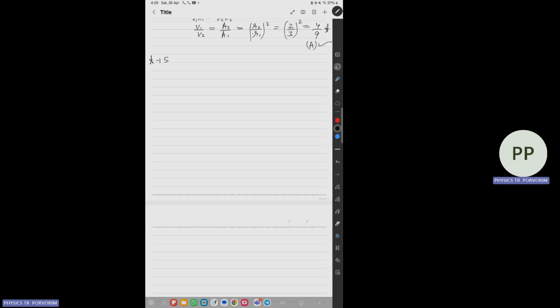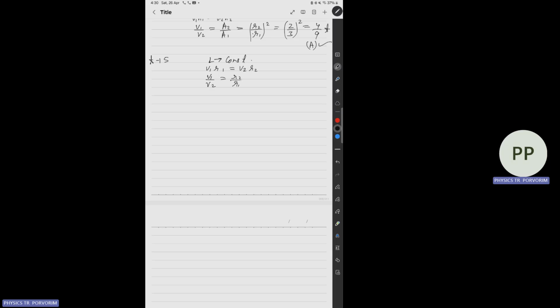Two artificial satellites of mass m1, m2 are moving with velocity v1, v2 in orbits of radius r1, r2. For r1 greater than r2, which of the following is true? Two satellites are revolving in orbit, so the angular momentum is constant. So we can say v1 r1 will be equal to v2 r2. Now v1 by v2 will be equal to r2 by r1.